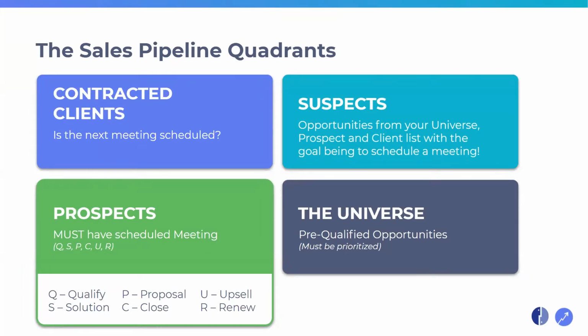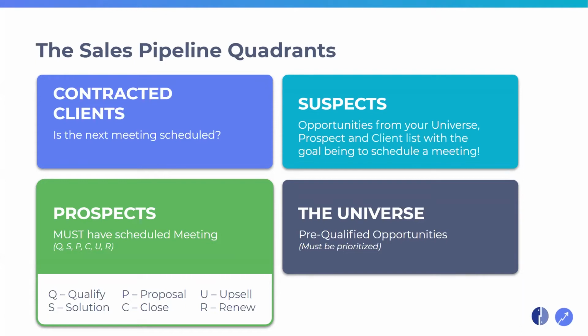Let's think about the universe. How do you develop the universe? What goes in the universe? Well, there's a couple of obvious ones. An inbound lead would go in the universe. A vertical that your company is successful with, that you're not doing business with, might go in the universe. You scored a referral for a future opportunity, that might go in the universe.